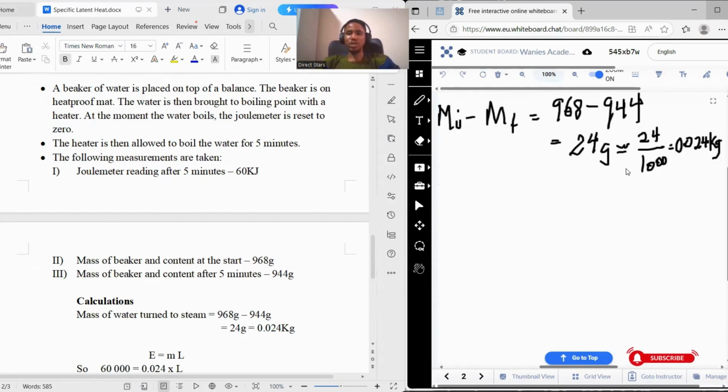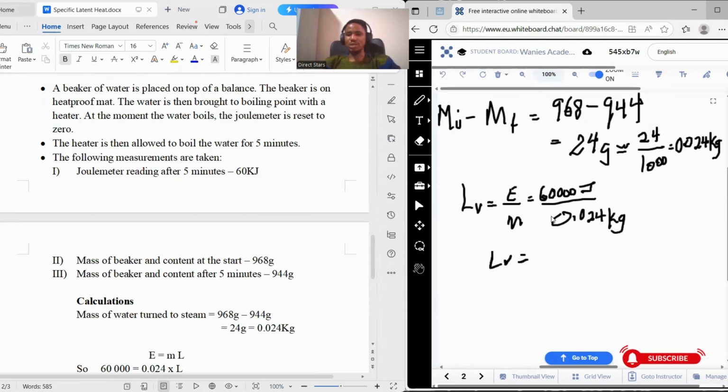Fine. We have the energy already, and we have the mass of the vapor. Then we go back to the formula. Latent heat of vaporization equals energy over mass. Now, what is the energy? The energy is 60,000 joules, remember we have it as kilojoules, over the mass, which is 0.024 kilogram. So to get the latent heat of vaporization, we have 60,000 divided by 0.024. What do we have there? We have 2.5 million.